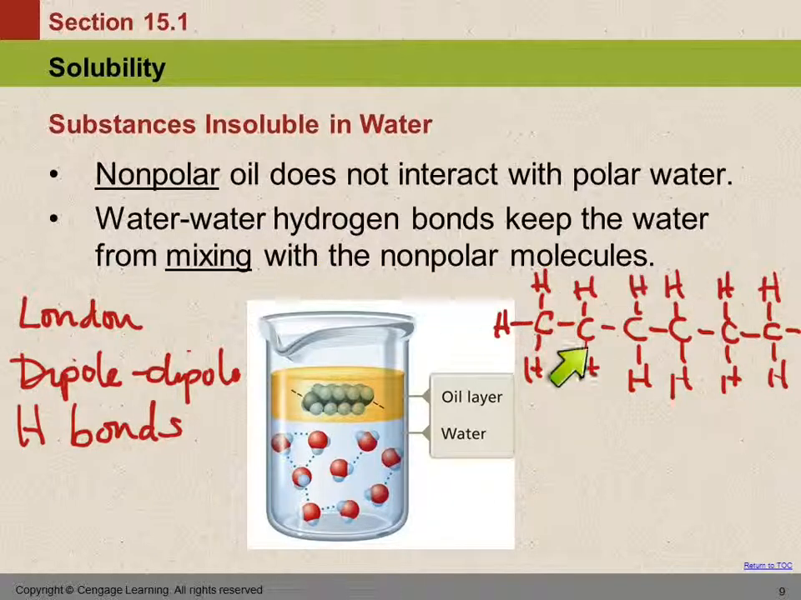This non-polar molecule, is it going to have dipole-dipole interactions? No, there's no dipole. All it has are London forces. So its interactions are very weak, and the interactions between the water molecules are very strong. So the oil essentially cannot get into the water because in order to get in, it has to break these interactions between the water molecules.